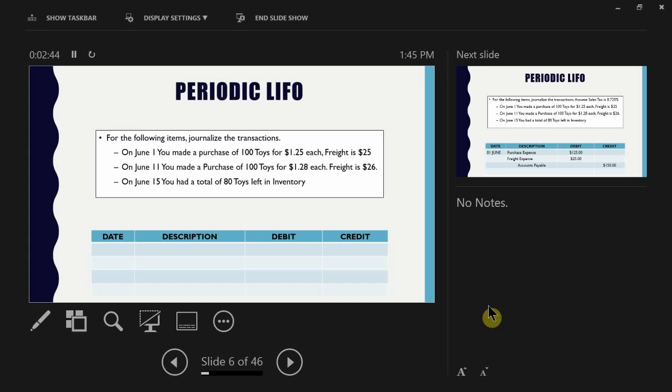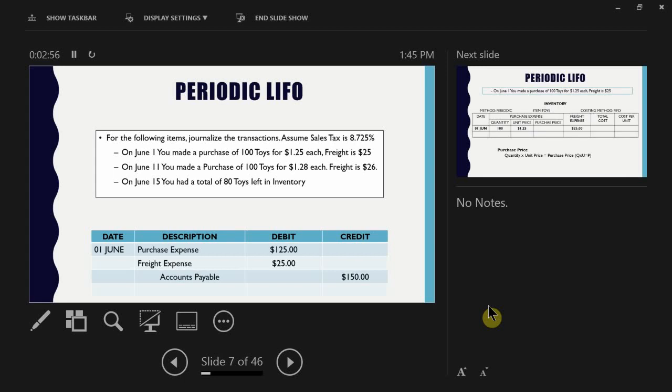Here it is. On June 1st, we made a purchase of 100 toys at $1.25 with the freight costing $25. So just like we've learned in chapter 5.1, we're going to journalize it like this. We're going to recognize that it's periodic inventory, so we're going to recognize it as an expense first, exactly like this, okay?